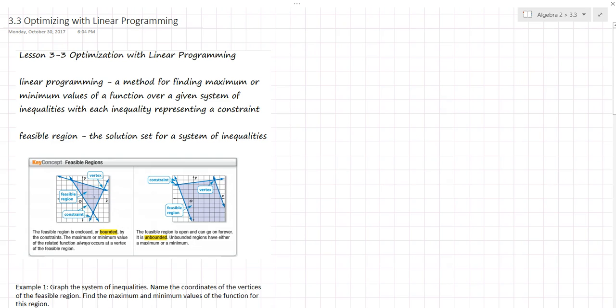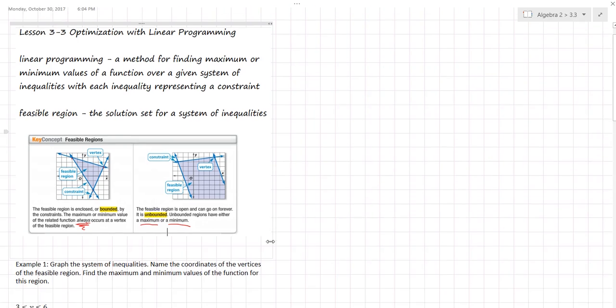So we can have two types of feasible regions. The first one's enclosed or bounded by the constraints. So the maximum and minimum of the function will always occur at the vertex. So remember, the vertex is one of the points on the corners of the feasible region. You can also have an unbounded feasible region that's open and can go on forever. Unbounded regions will either have a maximum or a minimum, but not both usually, because it opens and goes on forever in one direction. So let's look at our first example.